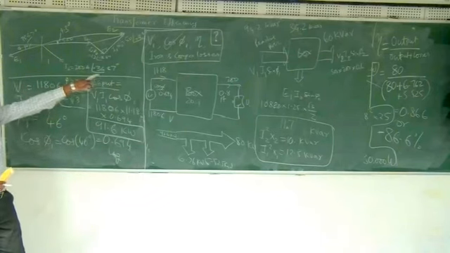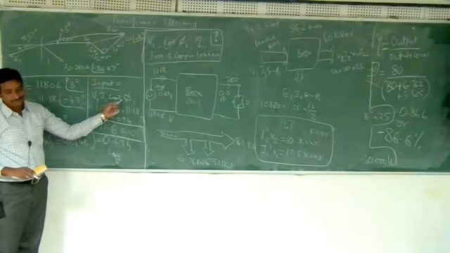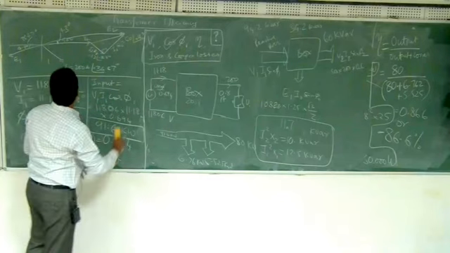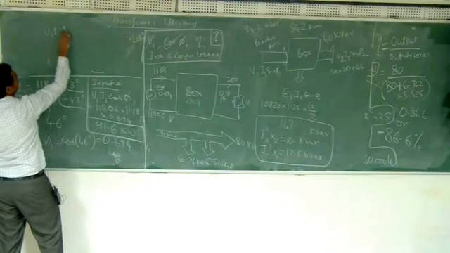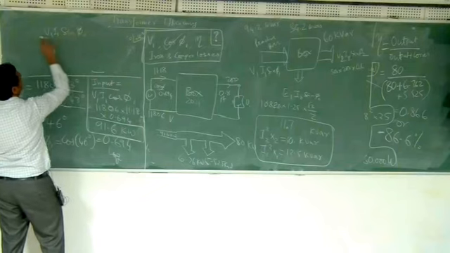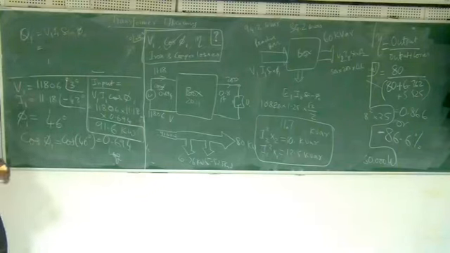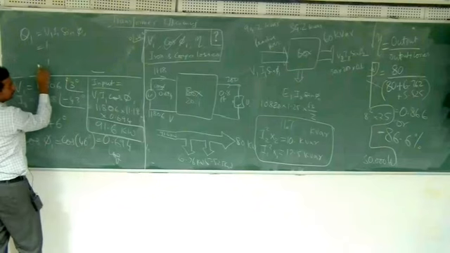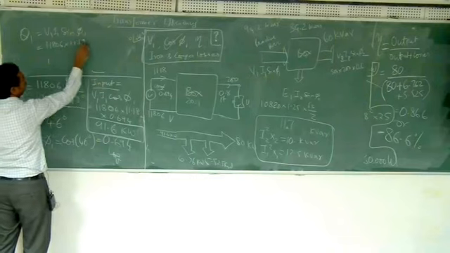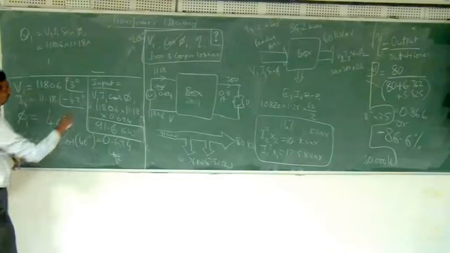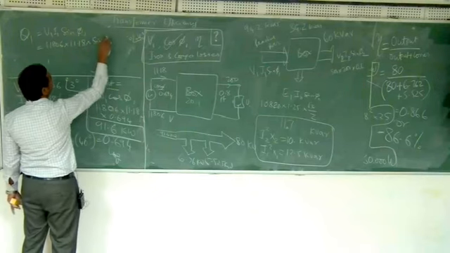How do you verify that figure 94.2? Simply do V1 I1 sin phi 1. Let's do that. This will be Q1. V1 is 11806, I1 is 11.18, and then sine of 46 degrees.